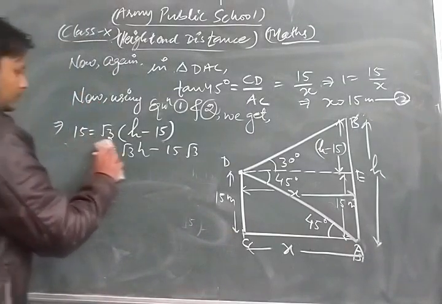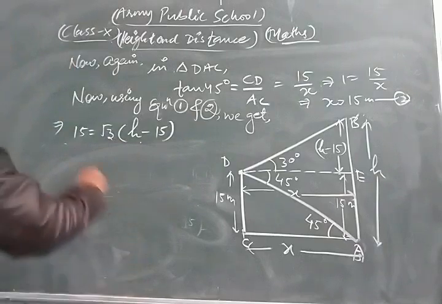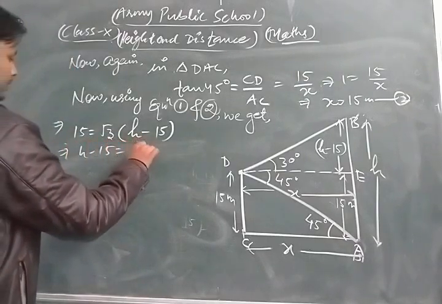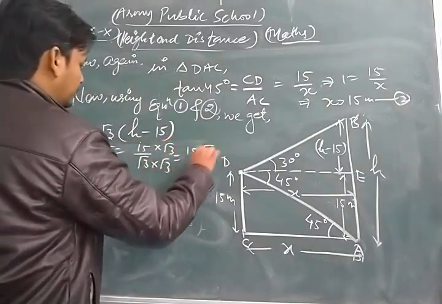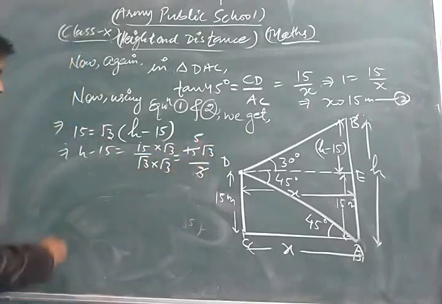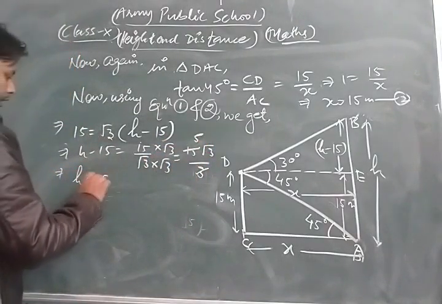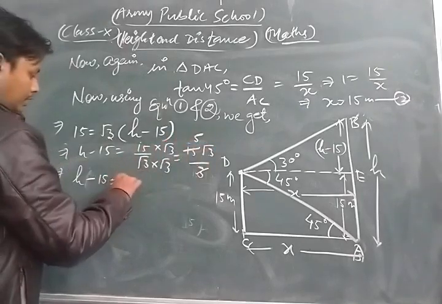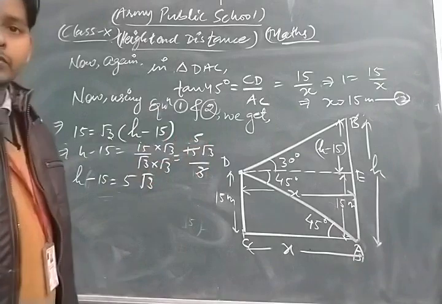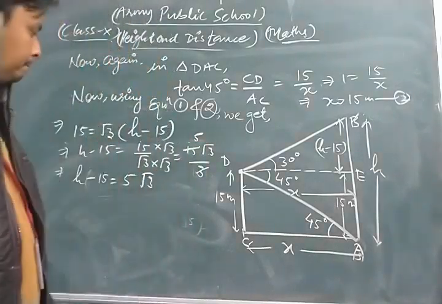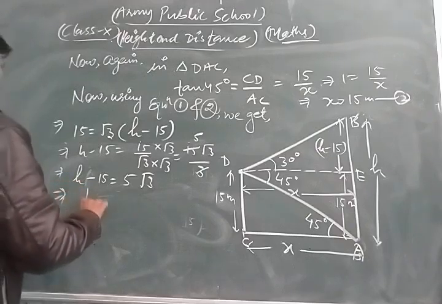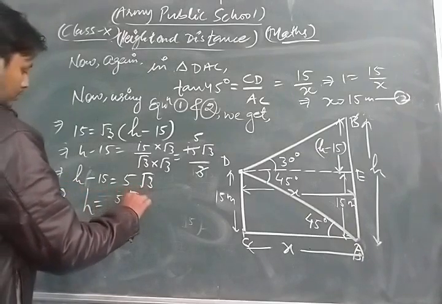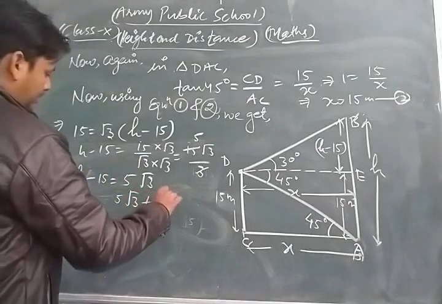Now from there, we do the rationalization. That is 15 root 3 upon 3, and 3 fives are 15. So that is H minus 15 is equal to 5 root 3. Now we transfer that side. So H is equal to 5 root 3, minus 15 transferred that side becomes plus 15.